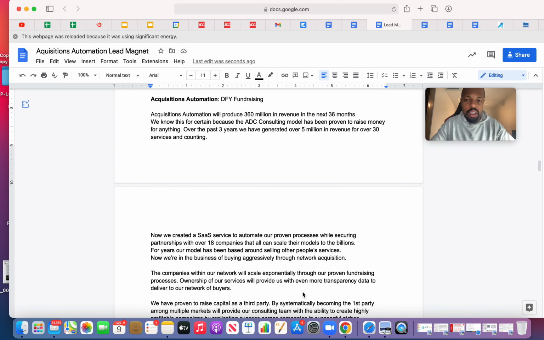Because you're interested in discovering how to use acquisitions automation, right? So this one is about done-for-you fundraising. One of the most valuable things about acquisitions automation is we already have a proven system and service to raise money for pretty much anything.